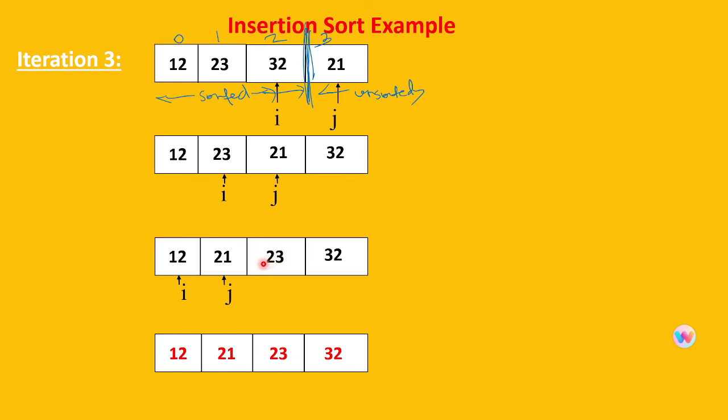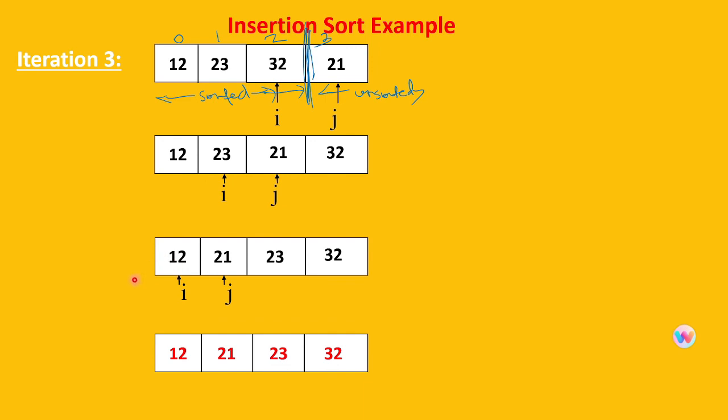Again decrement the values of i and j. So i will take position 0 and j will take position 1. Again compare. Is 21 less than 12? No, 21 is not less than 12. The j value is not less than the i value. So they will remain as they are, no change.